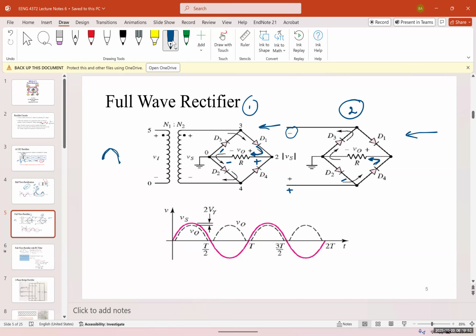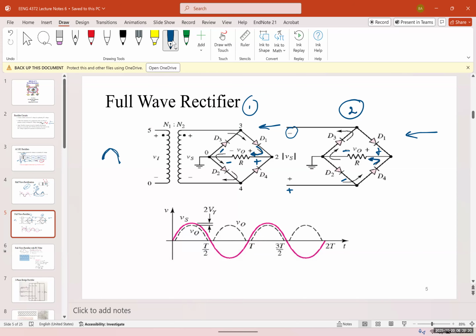a positive, negative, positive, negative. So no matter which cycle we are, always the current passing through the output is going to have the same polarity, meaning the positive and negative is going to remain the same. The direction of the current is remaining the same in the positive. So no matter which cycle we are in, the output is always going to be positive.